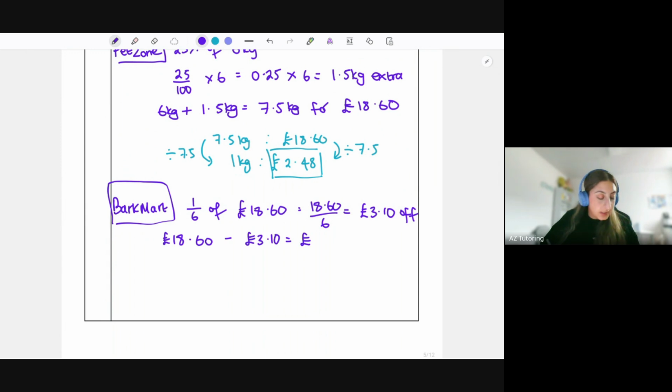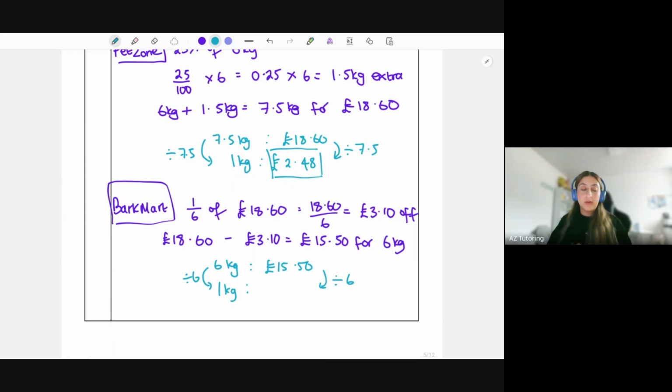So for 6 kg, she's going to be paying £15.50. Again, do a bit of ratio to find out how much 1 kg is going to cost. So 6 kg for £15.50. Want to get it to 1 kg, so 6 divided by 6 is 1. Divide the opposite side by 6 because it's direct proportion. So for 1 kg, in this case, for Barkmart, she's paying £2.58. So she's paying a whole 10p more.